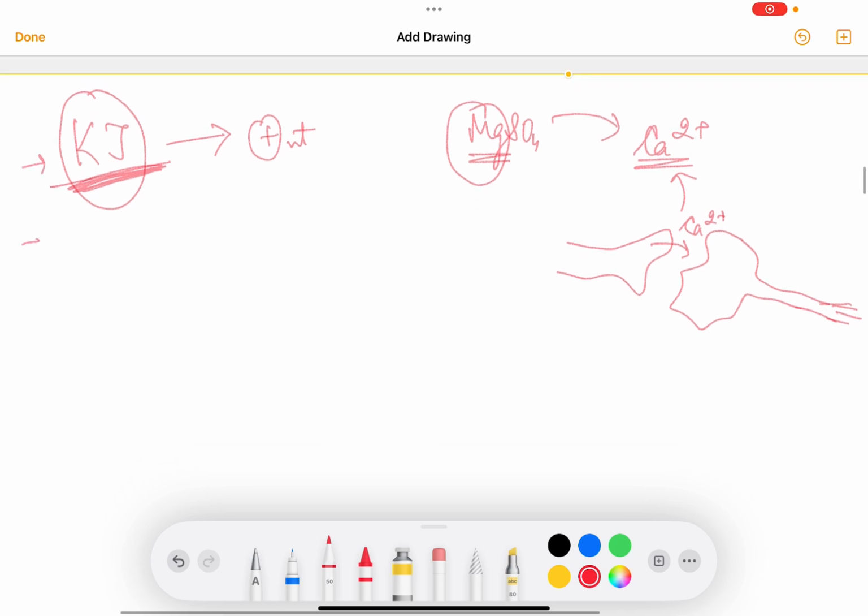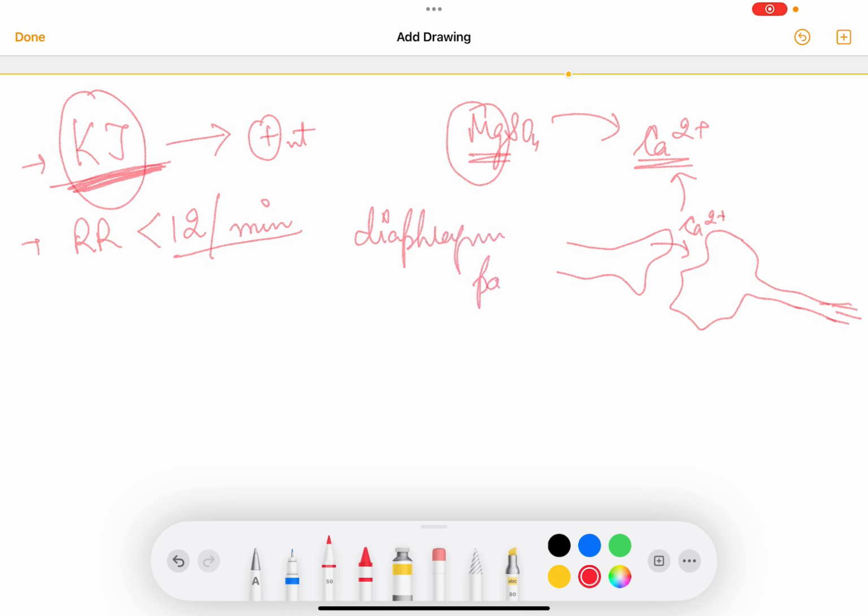Secondly, you also see for respiratory rate. If the respiratory rate falls to less than 12 per minute, then it says that diaphragmatic palsy has occurred. Diaphragmatic palsy is very scary, because diaphragm's calcium has been replaced by magnesium. So diaphragm goes into paralysis, and so patient will have respiratory arrest. So if respiratory rate is less than 12, then also we stop magnesium sulfate.